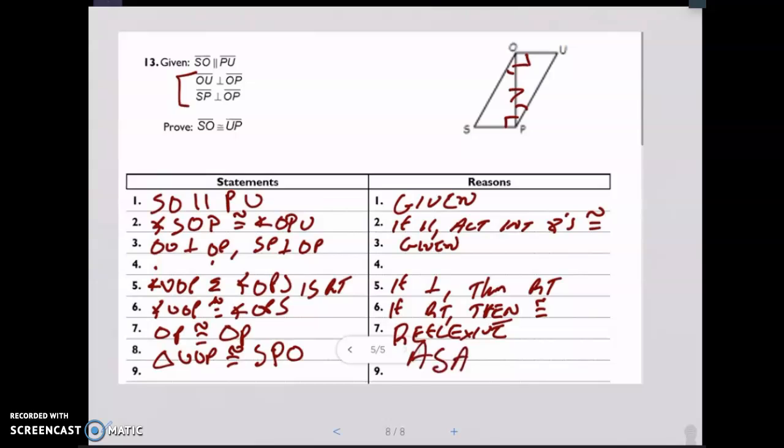And now that the two triangles are congruent, their parts must be congruent as well. So we can go SO is congruent to UP because of CPCTC. There's a throwback for you. Corresponding parts of congruent triangles are congruent.